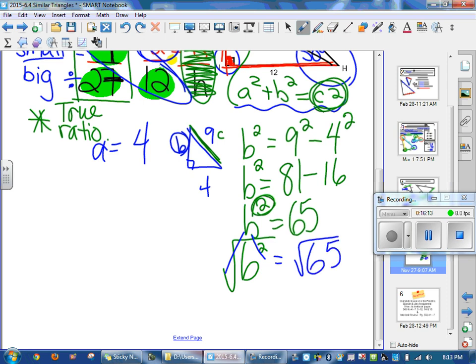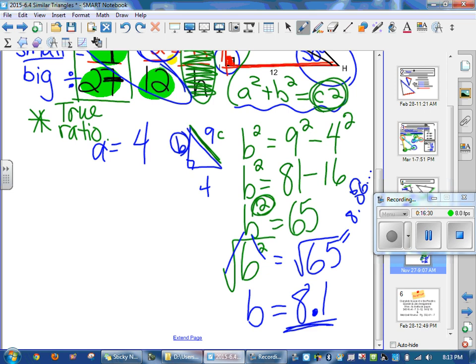8.1. Round to 1 decimal place, it tells us to the 10th. So we actually get 8.06, etc. The 6 will round that 0 up to an 8.1. So we found our small triangle. Now we know that this missing side here is 8.1.